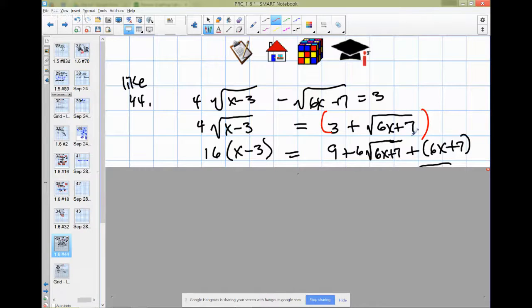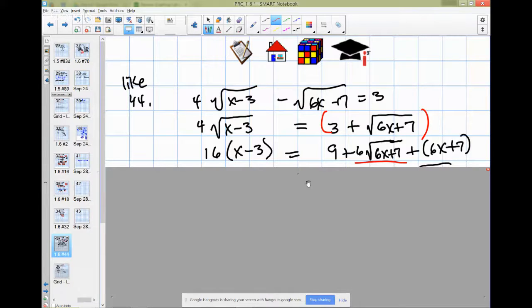Okay, on the right, now I got to take 3 plus the square root of 6x plus 7 times itself. And you get this middle term. Why did I get that? Well, you get 3 times the square root of 6x plus 7 plus another 3 times the square root of 6x plus 7. That's why I wound up with 6 of them. And then the last term, that's easy. But the problem is that doggone middle term. I didn't get rid of the root. Do you see that? So guess what you have to do?